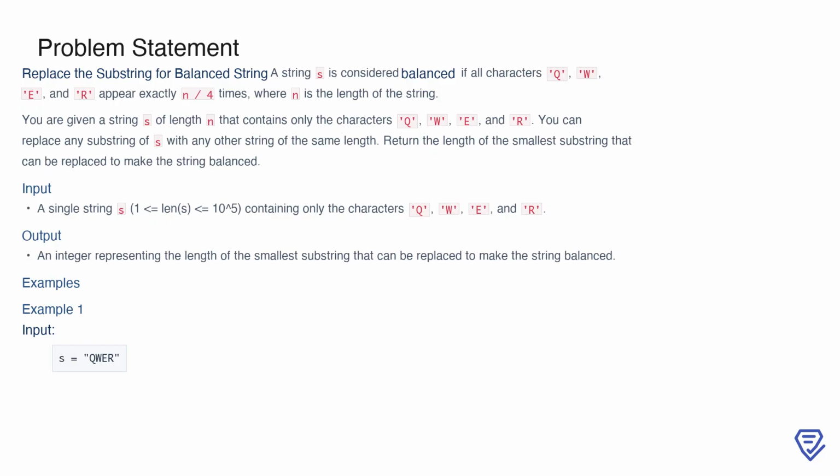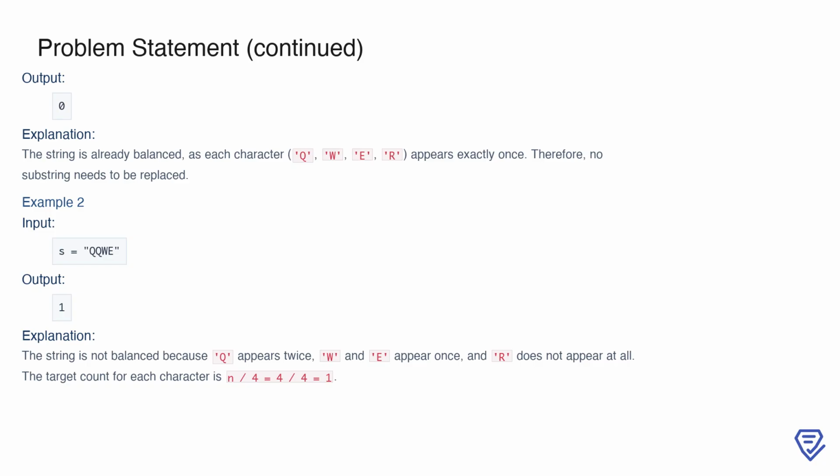For example, in a string of length 4, each character should appear exactly once for the string to be balanced. The output for this problem is an integer that represents the length of the smallest substring that needs to be replaced. Let's look at an example to understand the problem better.